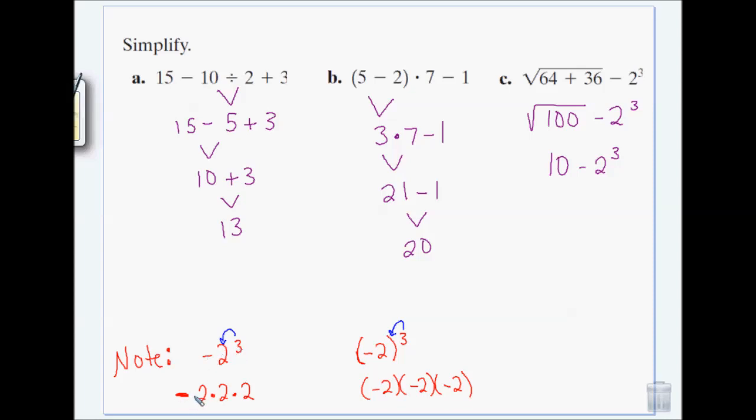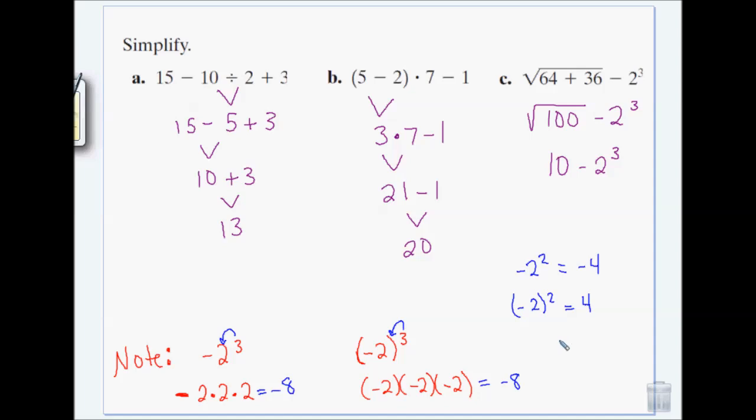Okay, I see what you're saying about affecting everything. And in this example, because it's a third, it won't make a difference. I'm still going to get the same answer. So 2 times 2 times 2 is 8, and that negative is out there. Well, negative 2 times negative 2 times negative 2 is also negative 8. But if I was squaring, it would make a difference. 2 squared is 4 with a negative out front, whereas negative 2 squared is negative 2 times negative 2, so that's positive 4. So it does make a difference.